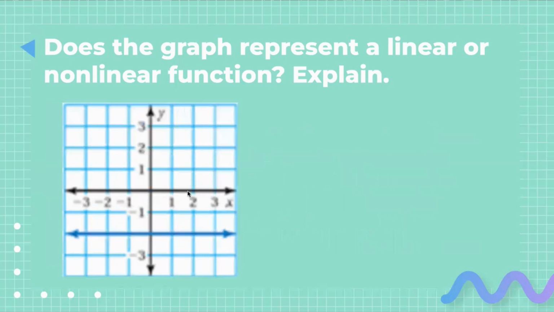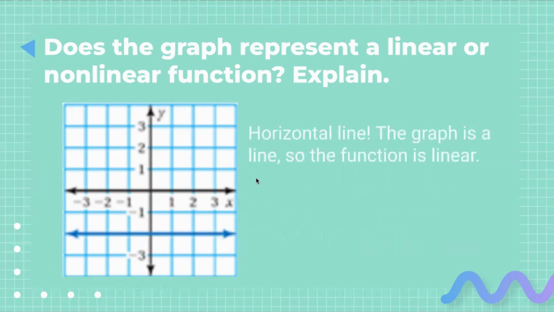Now for this graph, we see that it is a horizontal line, and since it is a straight line, we know that this graph is going to be linear.